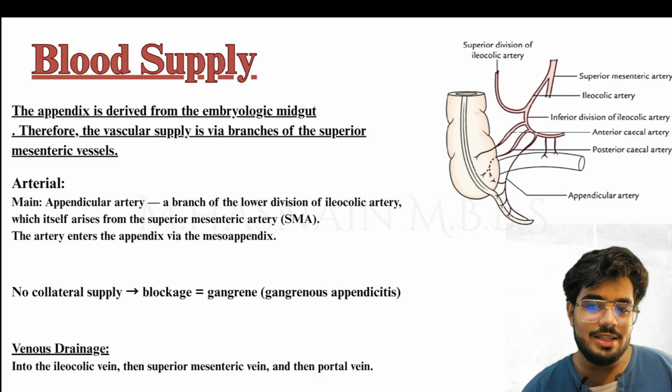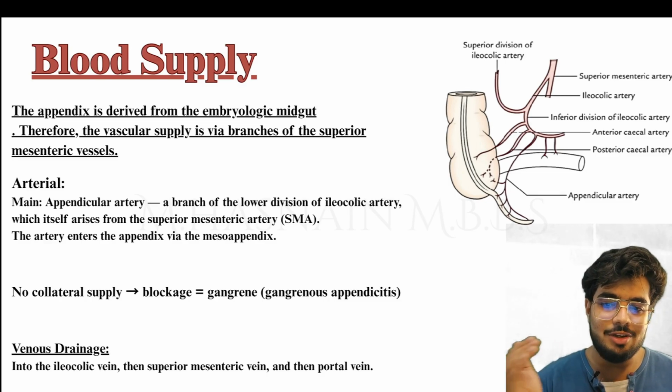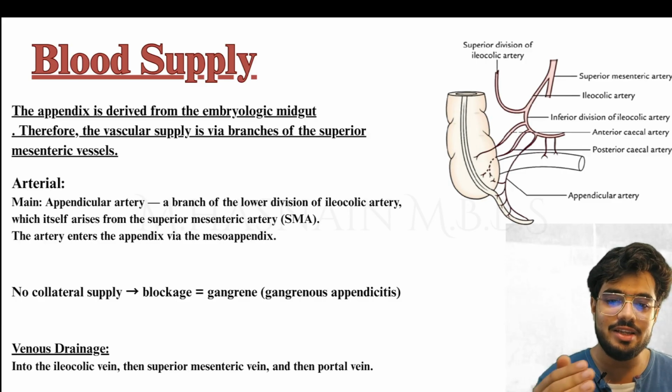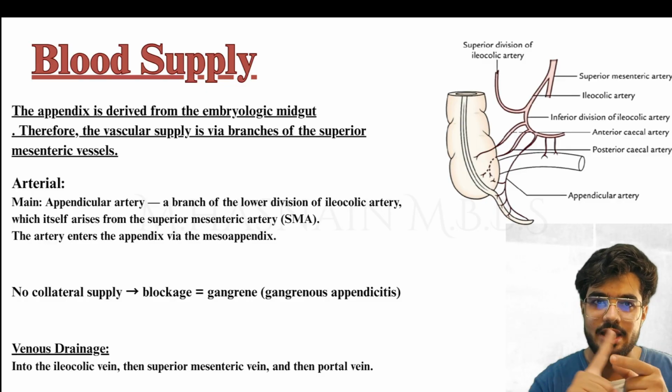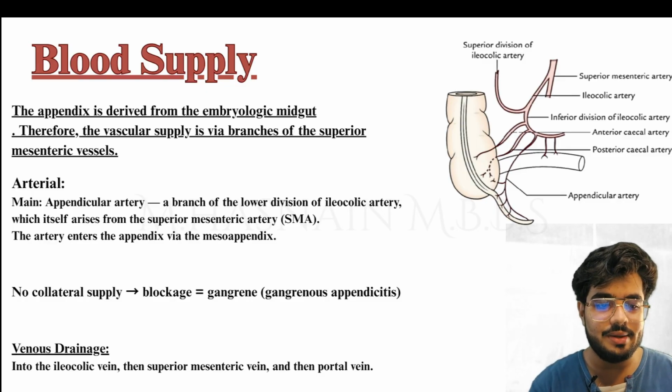Similar to the arterial supply, the venous supply is the same. So venous drainage will be the ileocolic vein, then it will go into the superior mesenteric vein, and in the end it will reach the portal vein. Understood? We talked about the base, we talked about the tip, we talked about the blood supply.